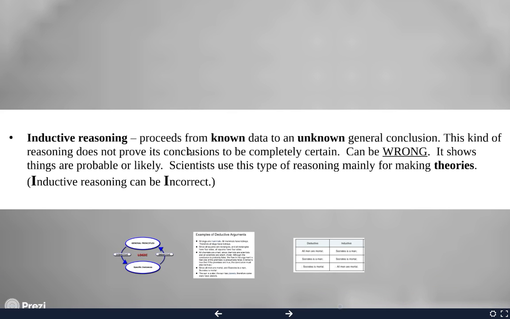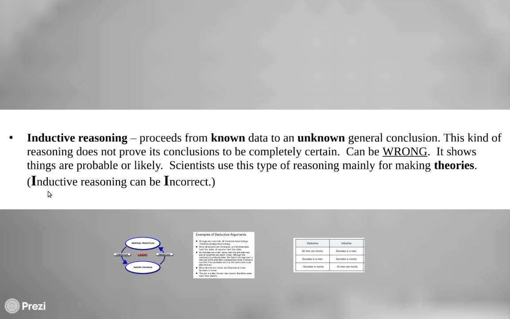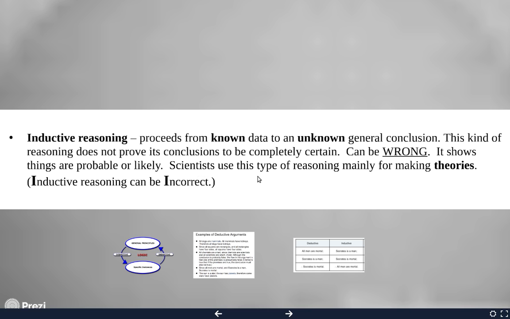Inductive reasoning proceeds from known data to unknown general conclusions. So basically it goes the opposite direction. This kind of reasoning does not prove its conclusions to be completely certain. It can be wrong. I always think of it this way: inductive can be incorrect. Even though I showed you that deductive reasoning can be incorrect if the premises are wrong, inductive reasoning is more likely to be incorrect. Scientists use this type of reasoning mainly for making theories. So the theory could be wrong.